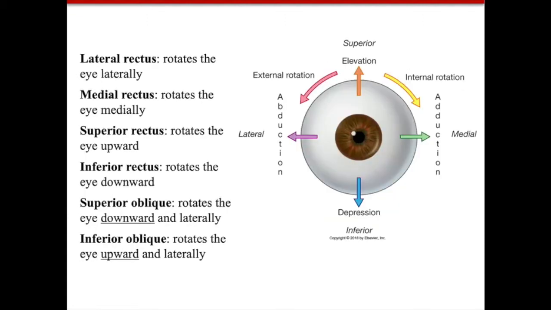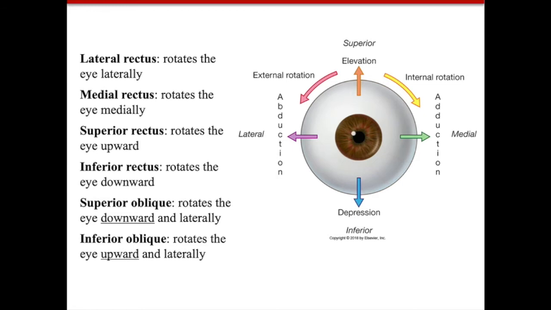To organize these movements according to each of the muscles, it's very straightforward for the recti muscles. The lateral rectus is going to move the eye out, what we call abduction, just like we say abducting the arm. The medial rectus will turn the eye in, so we're talking about adduction. The superior rectus elevates the eye, and the inferior rectus depresses the eye.